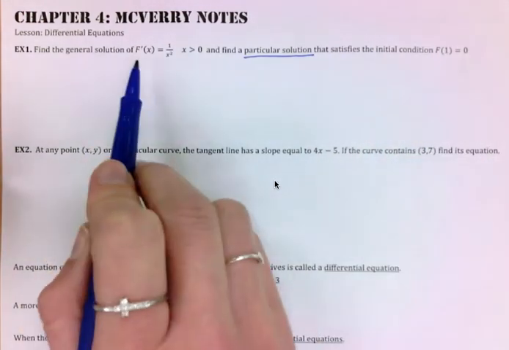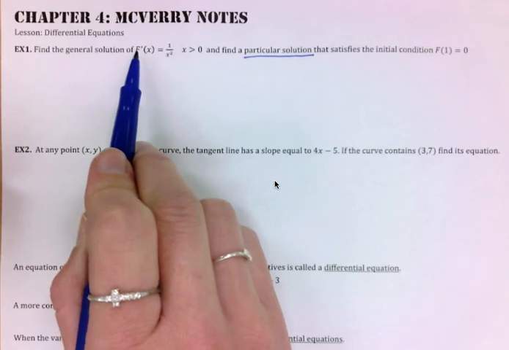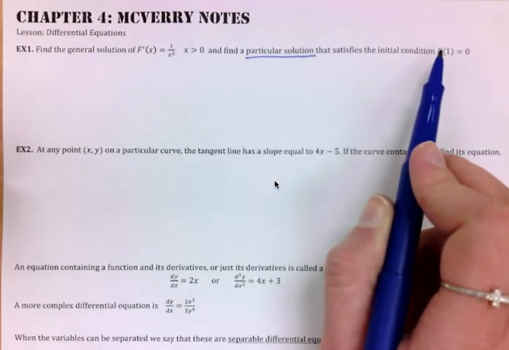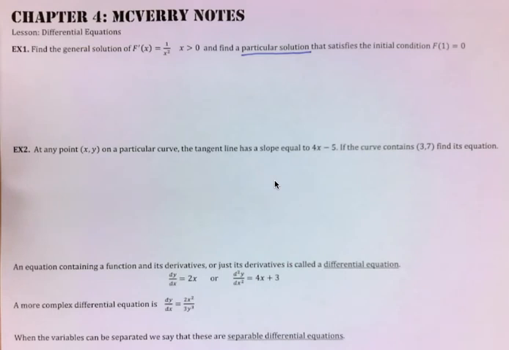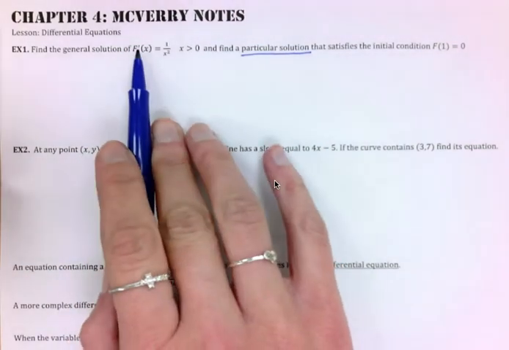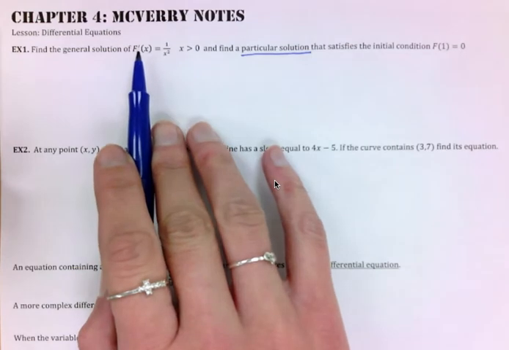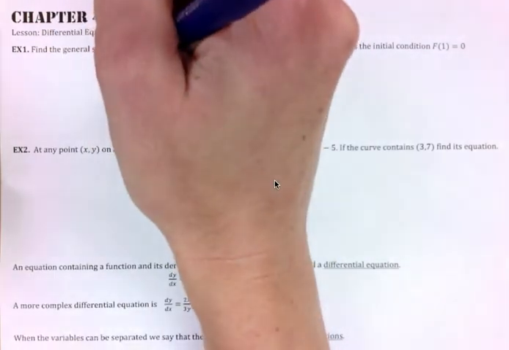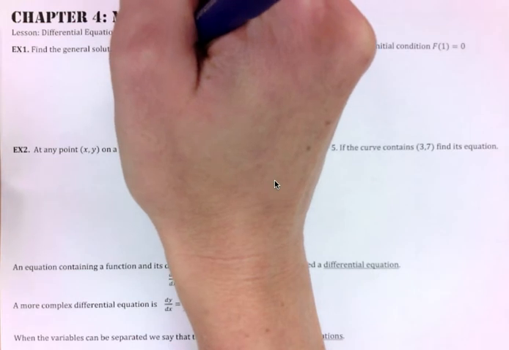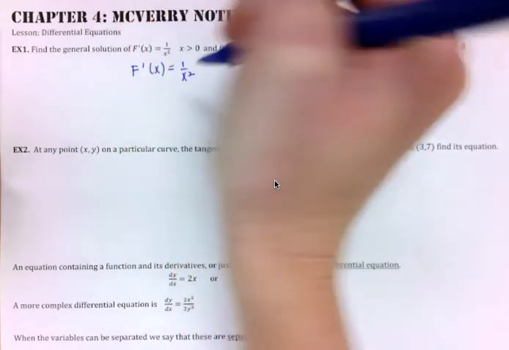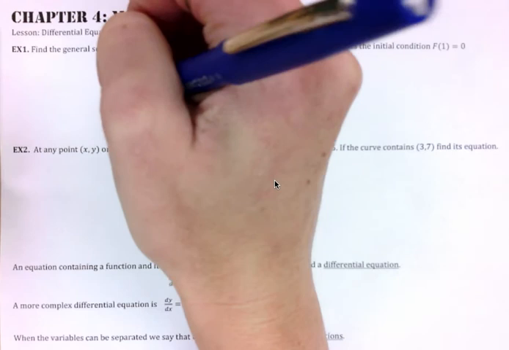If we know that this is the derivative of F, and we want to know just the original F, then to undo that operation, much like we talked about in Algebra 1, where we would undo addition with subtraction, we're going to use the inverse operation. The inverse of taking the derivative is taking the integral. So we have F prime of x equal to 1 over x squared.